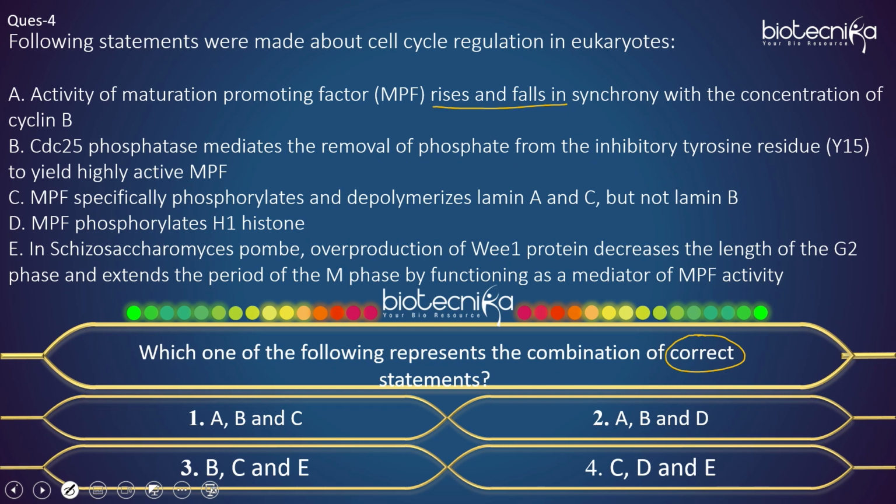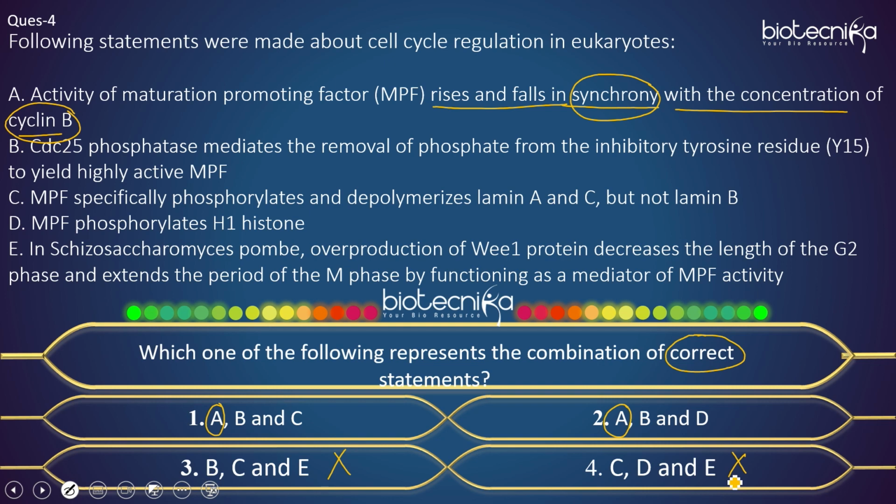So let's come back. Activity of maturation promoting factor rises and falls in synchrony. That means as the cell cycle proceeds, accordingly there will be a rise and fall in the CDK and cyclin level with the concentration of cyclin B. It is correct. It is talking about cyclin B, yes, and this happens in cell cycle regulation. So this option is the right answer. Where you can see option A, you can see option A only in two options, that is option 1 as well as option 2. So here this option goes wrong.